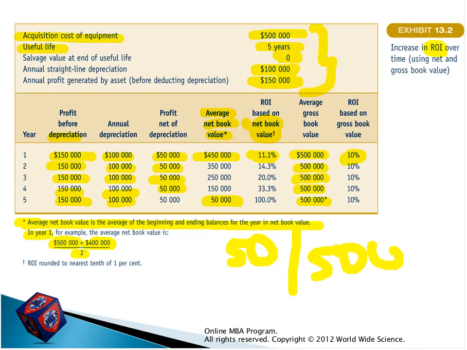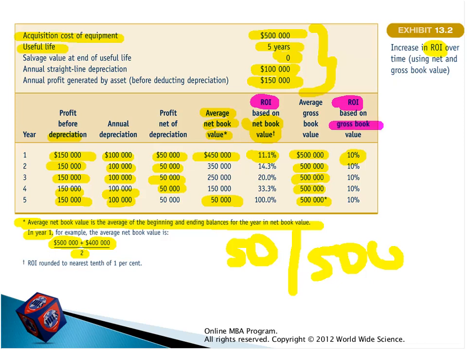We can use two methods. We can calculate the returns based on the net book value after depreciation charges, or the gross book value without the depreciation charges. First of all, let's see the calculation of the return on investment based on the gross book value.